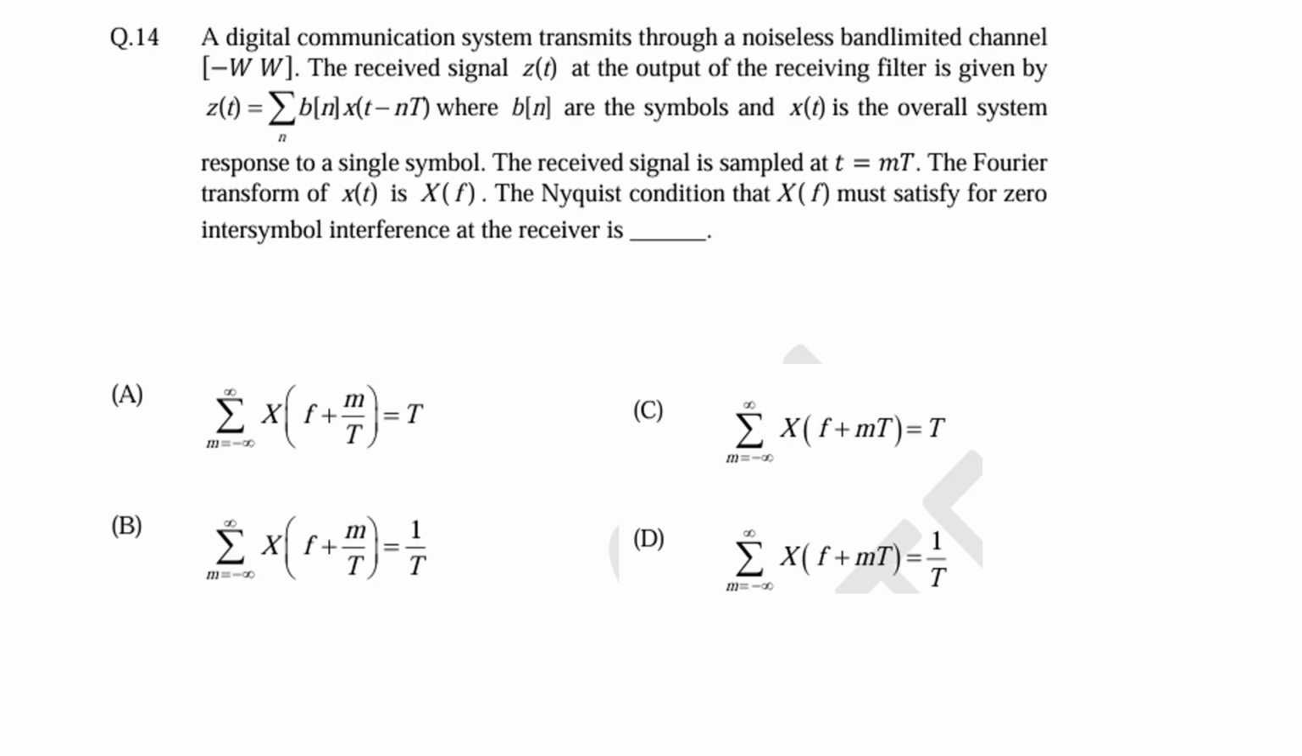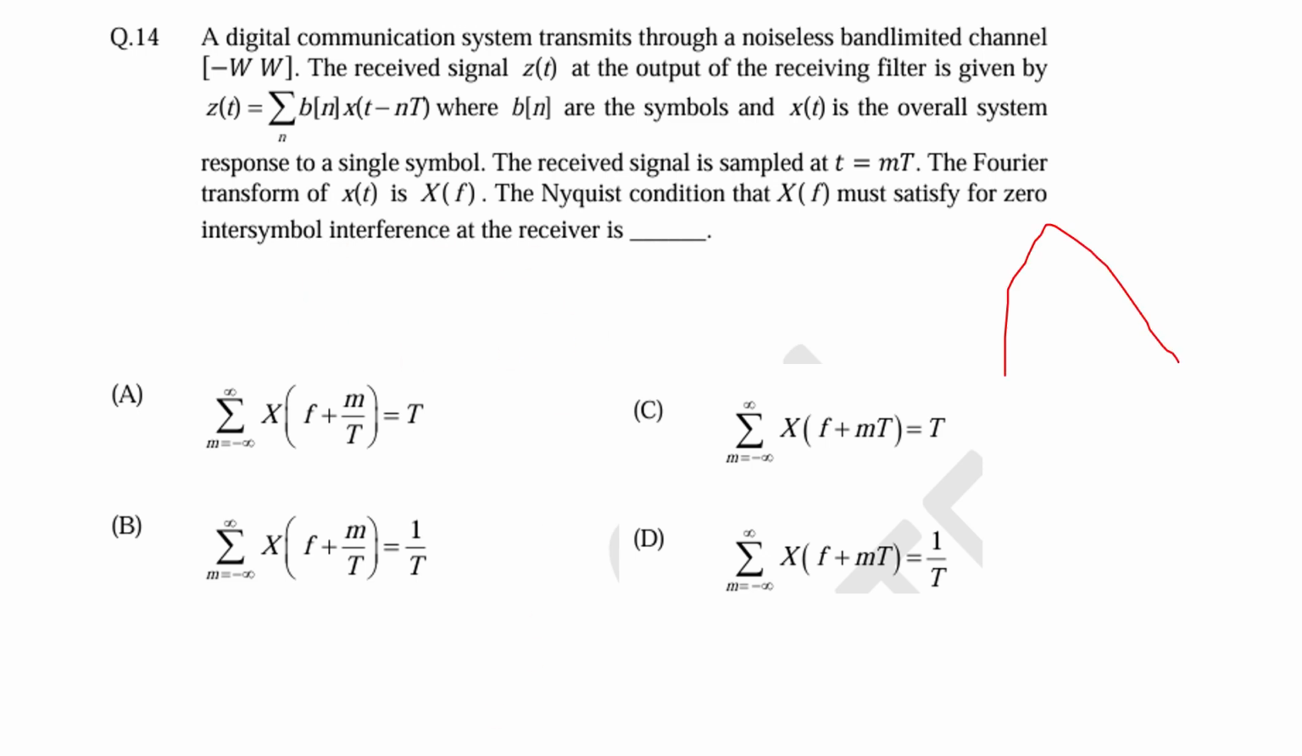Okay, so let's take one more question here. A digital communication system transmits through a noiseless band-limited channel, that is, -W to W. The received signal z(t) at the output of the receiving filter is given, right? The filter is already given. b_n is a symbol, and x(t) is the overall system's response to the signal symbol. The received signal is sampled at t = mT. The Fourier transform of x(t) is X(f), which should also satisfy the Nyquist condition in order to avoid ISI, inter-symbol interference.